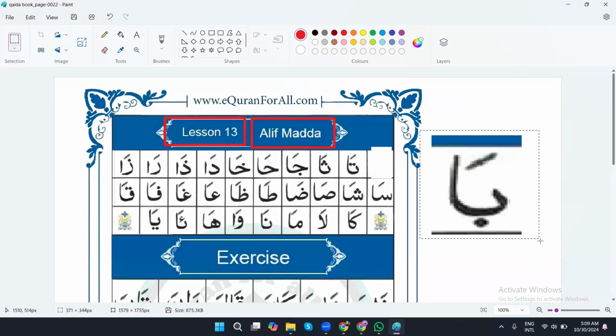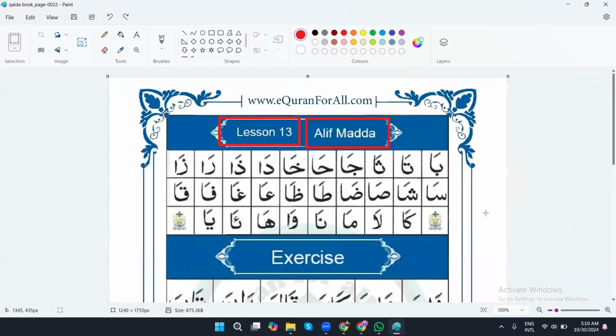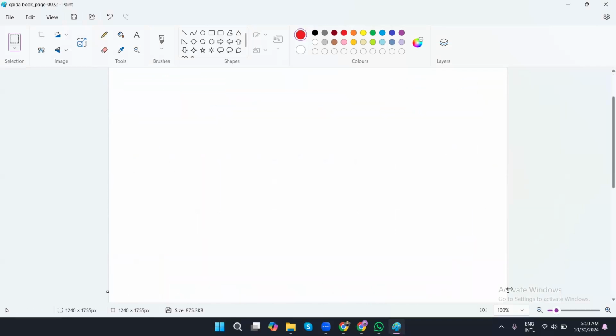Okay. Can you tell me, is it Alif Madda or not? It is Alif Madda. Very good. So now what do we do? Lengthen the sound. No, we stretch the sound. Remember that whenever we see Alif Madda, we stretch it for 2 seconds.